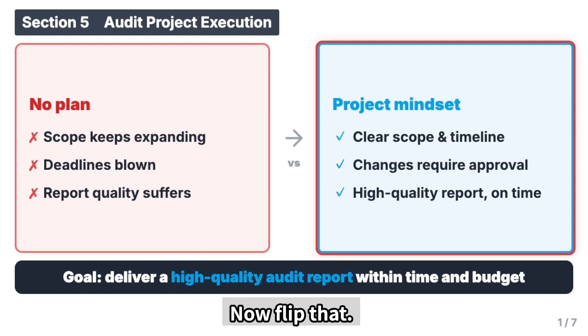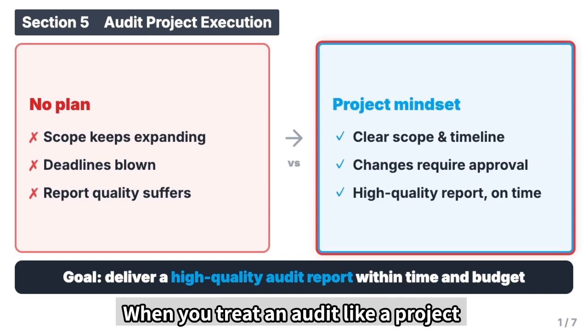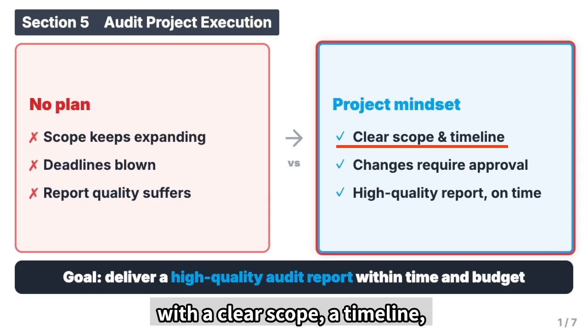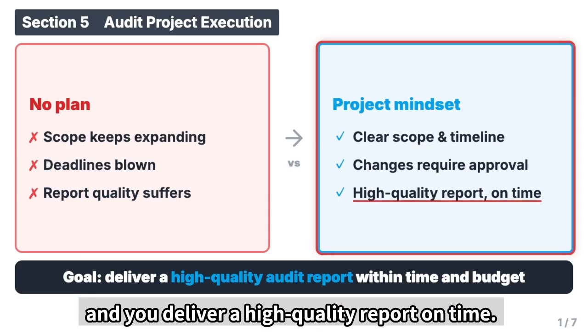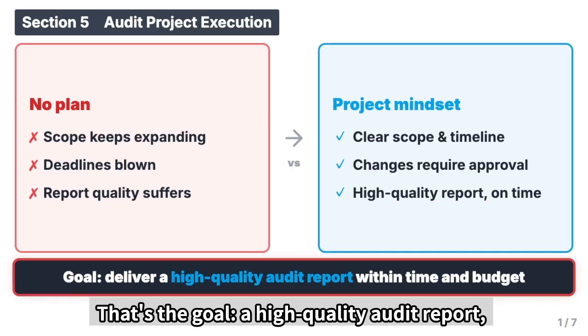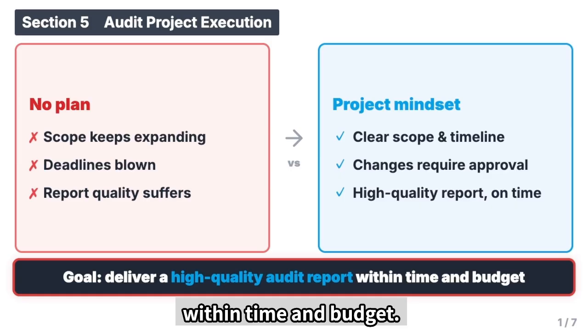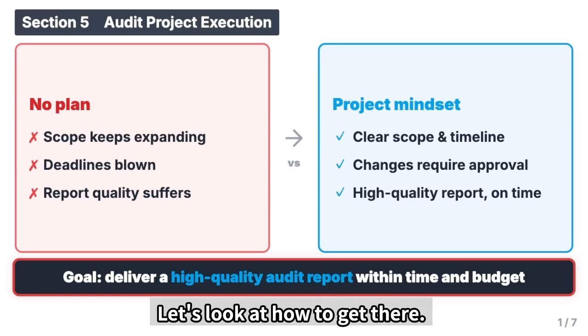Now flip that. When you treat an audit like a project, with a clear scope, a timeline, and a rule that any changes need approval, and you deliver a high-quality report on time. That's the goal, a high-quality audit report, within time and budget. Let's look at how to get there.